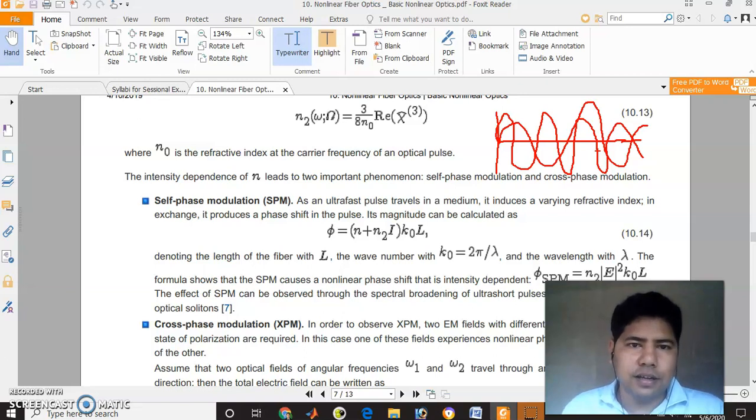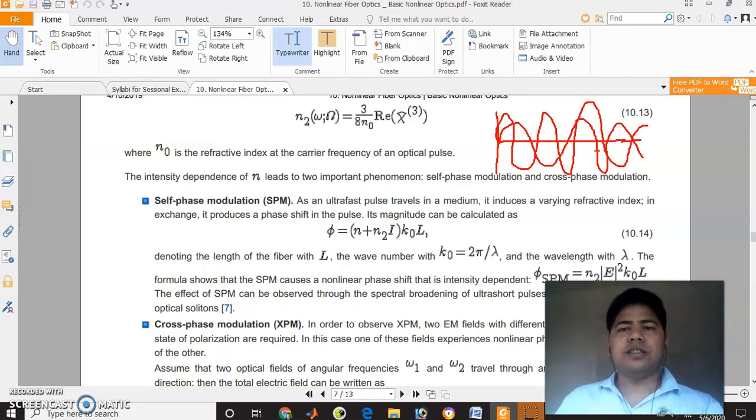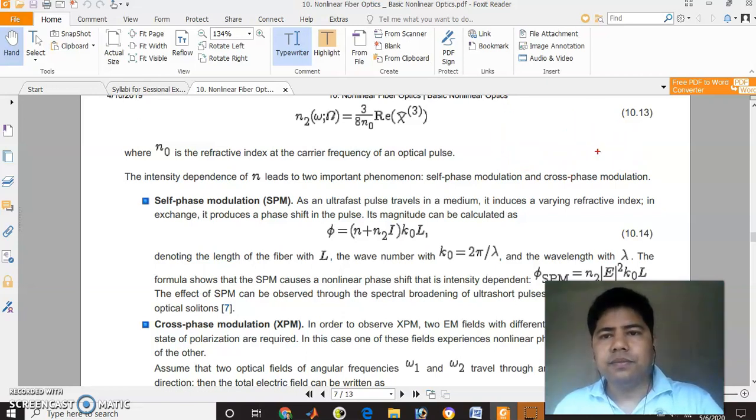That will change the modulation, giving us a modulation in the phase. Due to the modulation in the phase, that is, the self phase modulation appearing in the pulse, there will be a generation of several new optical pulses of different frequencies, and that will give us a bandwidth in the spectrum. So that is the case of self phase modulation.